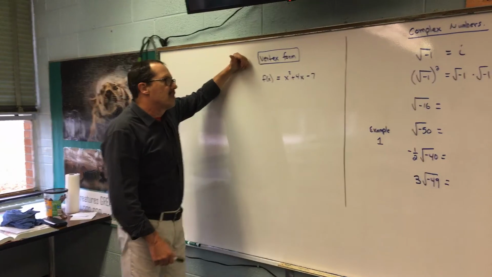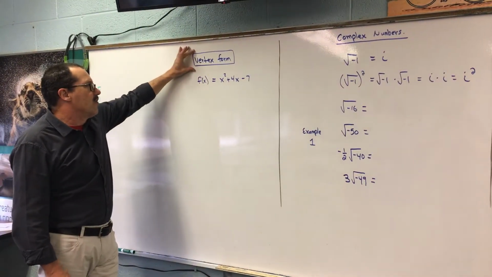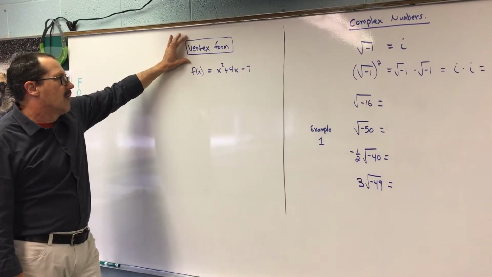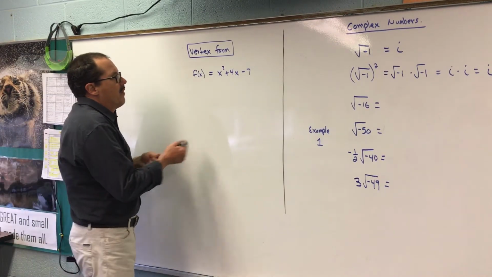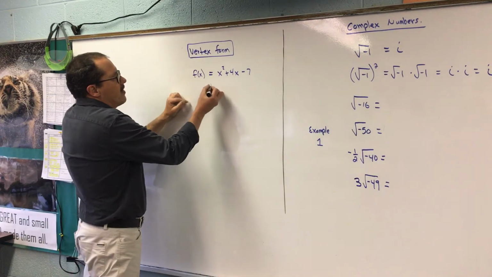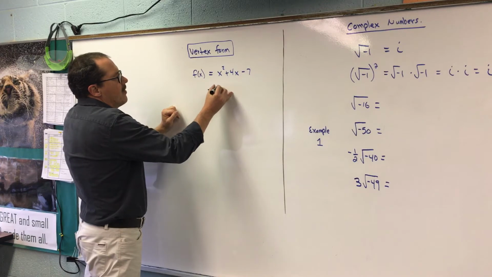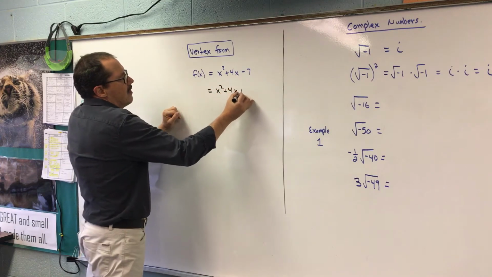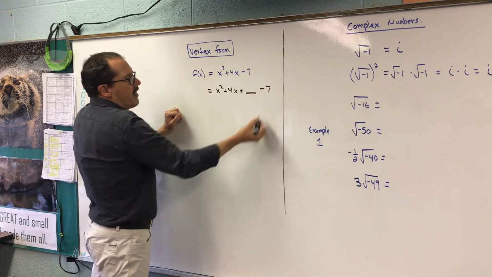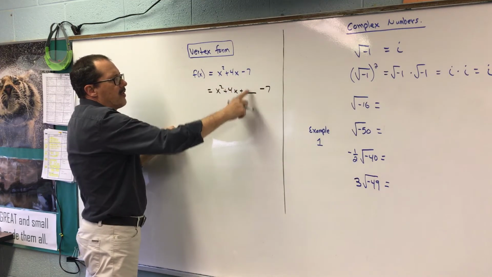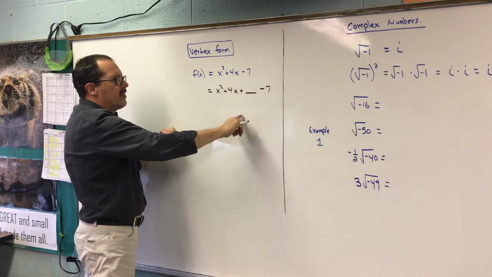Okay, first thing I'm going to do today is we're going to go back and review what's called vertex form. Some of you had trouble with that in the quiz, so I want to go back to it. Whenever you have to get it in vertex form, what you're going to have to do is complete the square by putting a blank here and then a -7. So all I've done is just put a blank where the -7 was and move that over here.